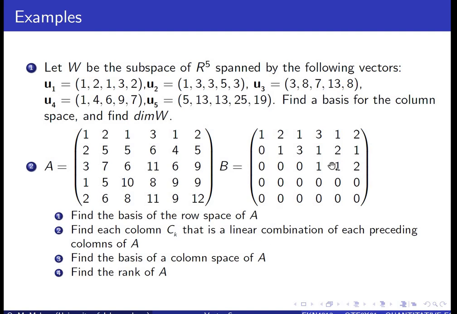But normally some students will just give me the row reduced form of the rows. I will take that because by definition these two matrices are equivalent. But I prefer you to read these rows in the original matrix. And now find each column CK that is a linear combination of each preceding column of A.